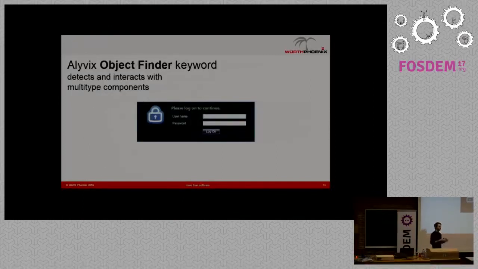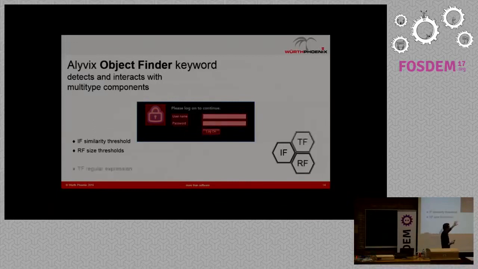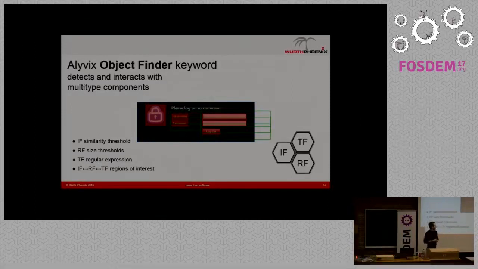But it's not the end of the story. We've got these three basic finders, but we can put everything together in a sort of really complex and abstract object. So basically, we can put an image finder, a rectangle finder, and a text finder, everything together, and you can link them together with the so-called regions of interest, and everything.